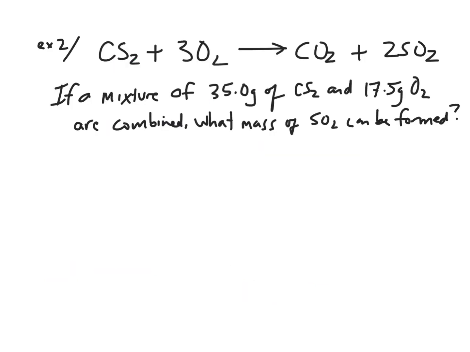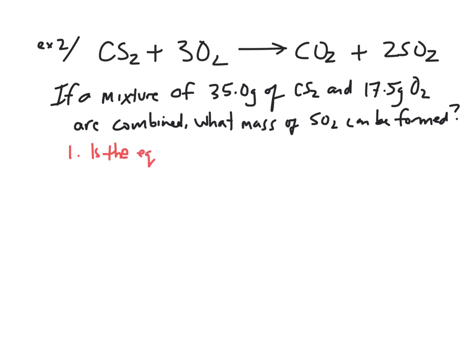Okay, here's another example. In this one, we've got the reaction laid out at the top. The chemical equation is written. If a mixture of 35 grams of CS2 and 17.5 grams of oxygen are combined, what mass of SO2 can be formed? Okay, so the first thing we should check is the equation.